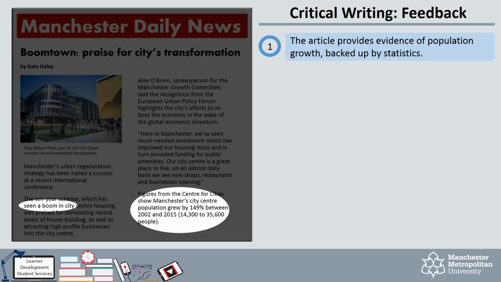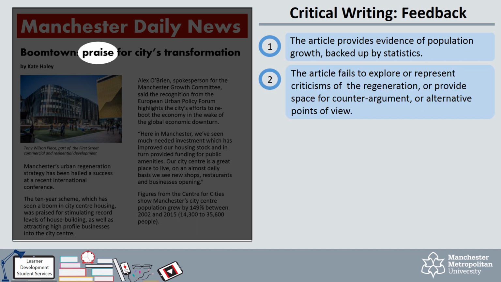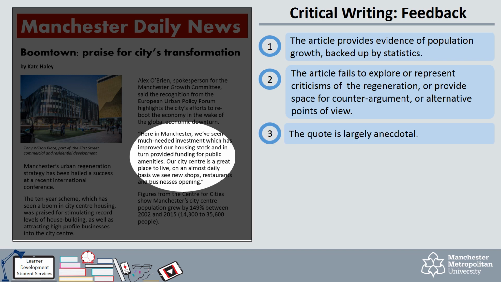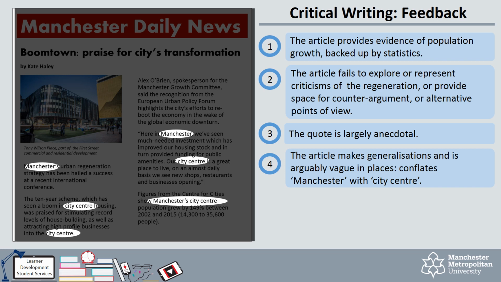So looking at this article, one point to make is that it provides evidence of population growth and that this is backed up by statistics. However, the article fails to explore or represent criticisms of regeneration or provide space for a counter-argument or alternative points of view. There is a quote used in the article, but when we examine the quote, this is largely anecdotal and is not backed up by concrete evidence.